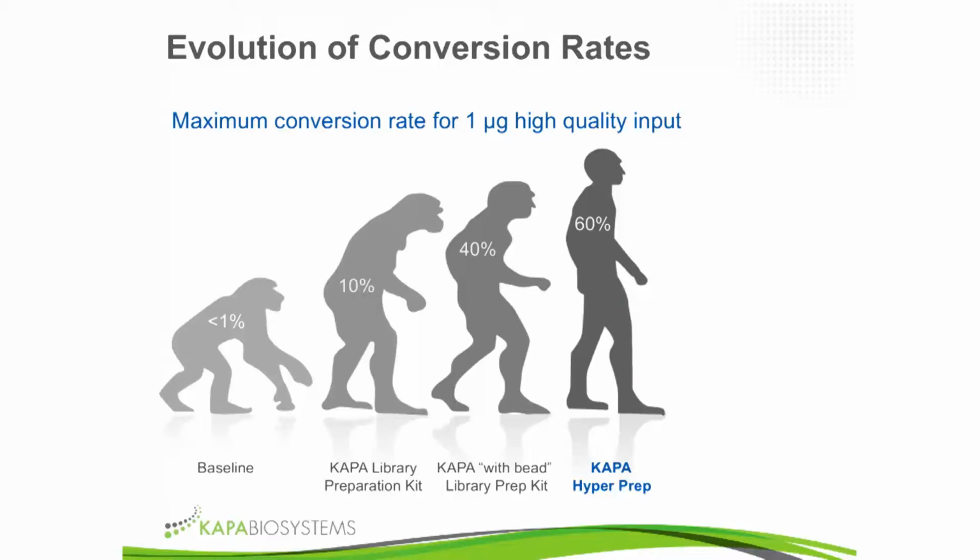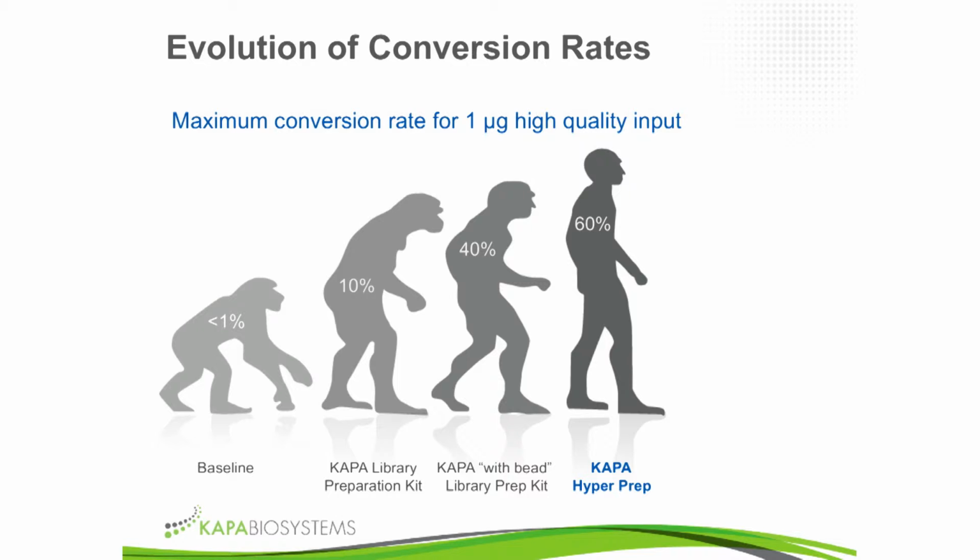Using this normalized metric, we were able to benchmark performance, and that really guided our efforts towards making those performance and workflow improvements over the past few years. So when we start to plot the evolution of library construction, which is expressed as the maximum conversion rate for 1 microgram of high quality input, the picture looks something like this. The baseline prior to the introduction of the Kapa library preparation products was less than 1% of usable material.